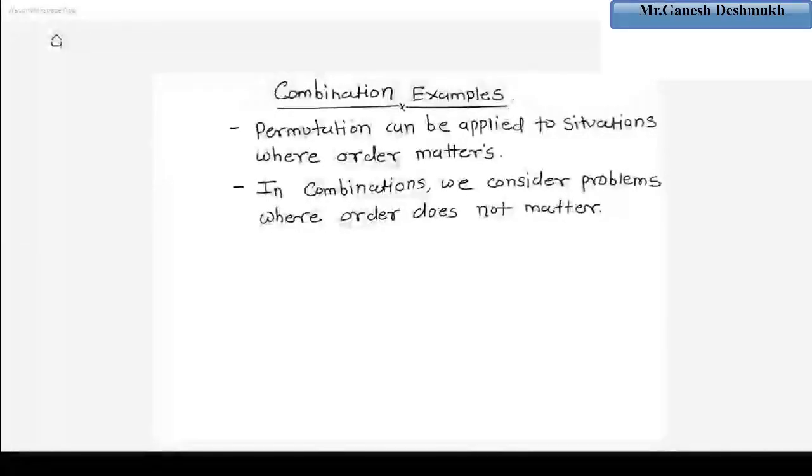Hello friends, in this video we are going to see examples on combination. Now we know permutation can be applied to situations where order matters. In combination we consider problems where order does not matter.